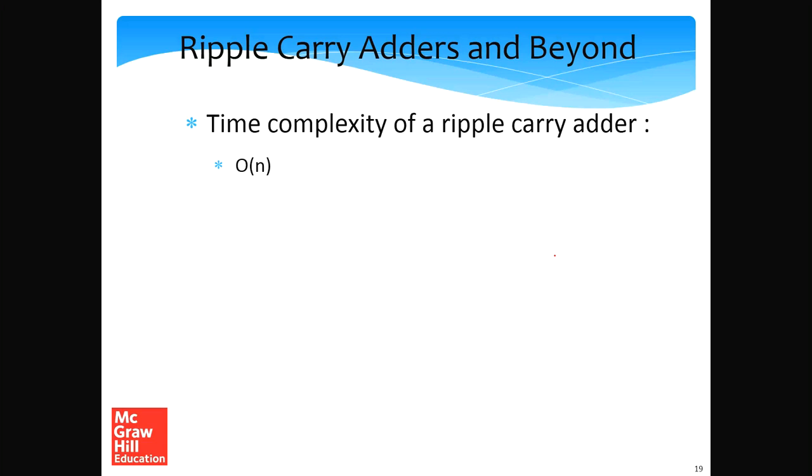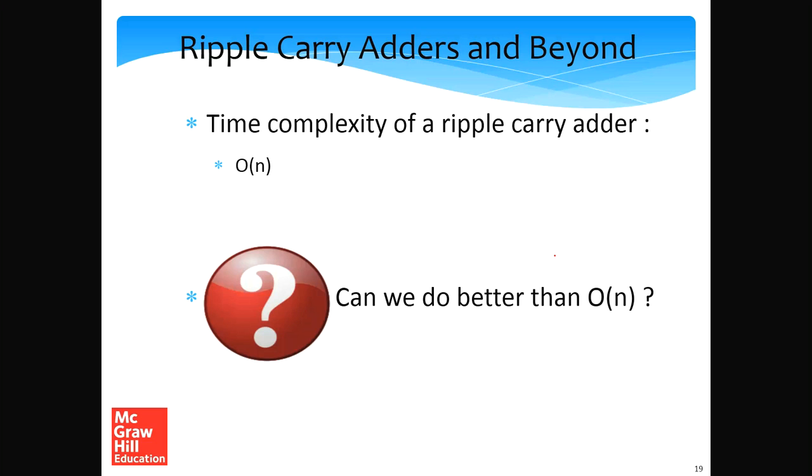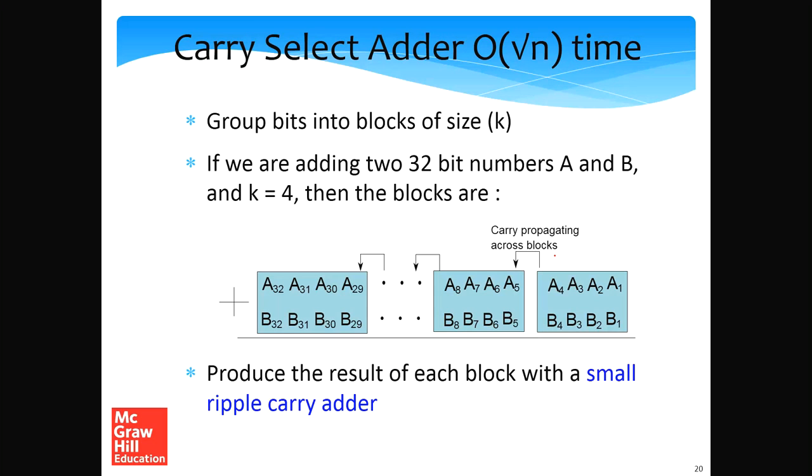If it's a 32-bit addition, roughly we'll take some k times 32 steps, and if it's a 64-bit addition, we'll roughly take c times 64 steps. So the question is, can we do something faster? Can we do something which is much better than order of n? That's the question that we need to ask. Well, the answer is yes. So let's look at a carry select adder, which takes order of square root of n time.